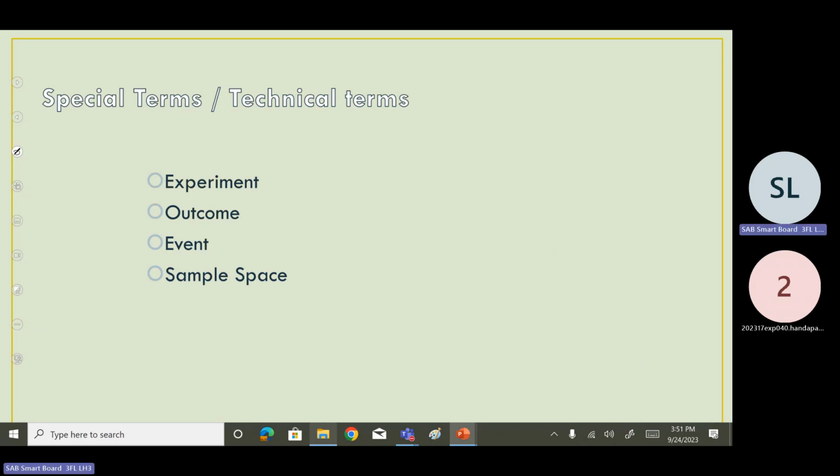So we'll take an example. Write down the sample space of the experiment tossing a coin.